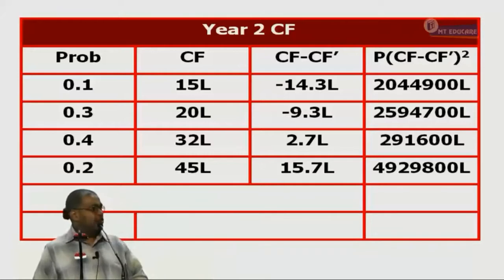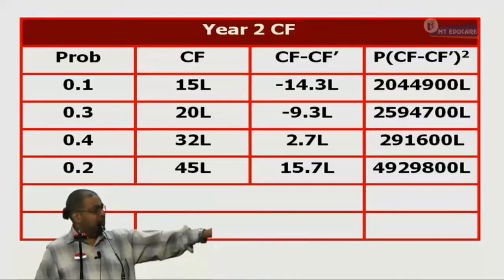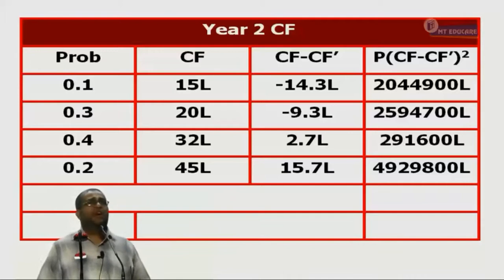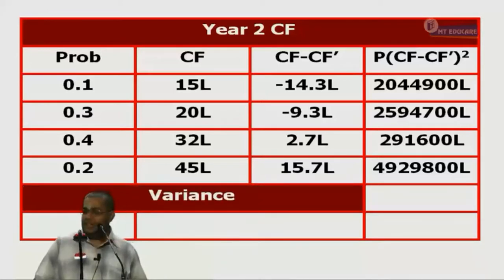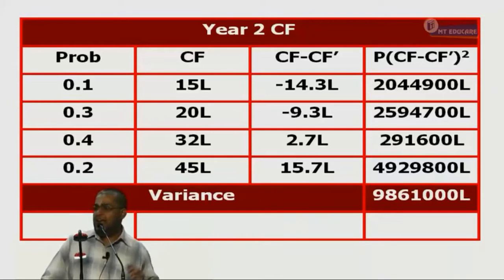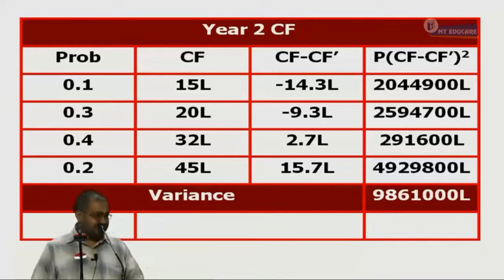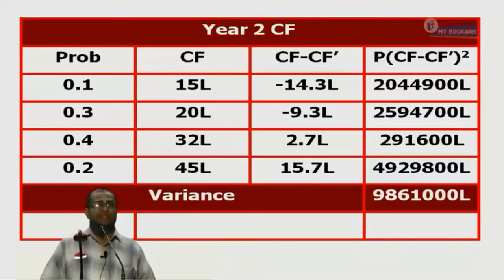I hope the speed is okay, are you all comfortable or not? Yes or no? Now, tell me the total is called as what? Tell me the name. Variance. The total is called as variance. The variance is 98 lakh 61,000. Can we take the square root of 98 lakh 61,000 now?